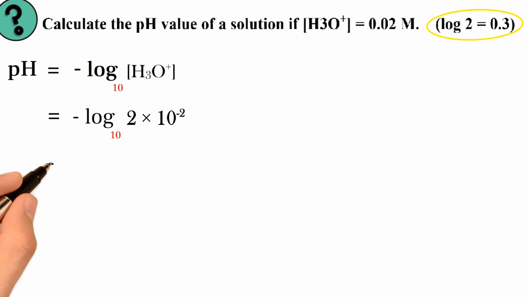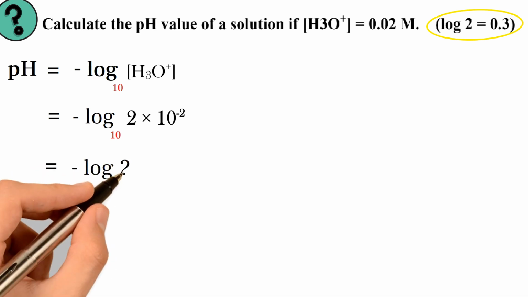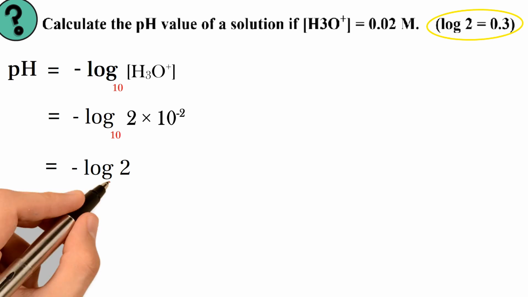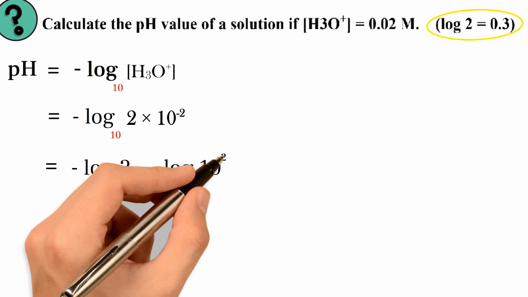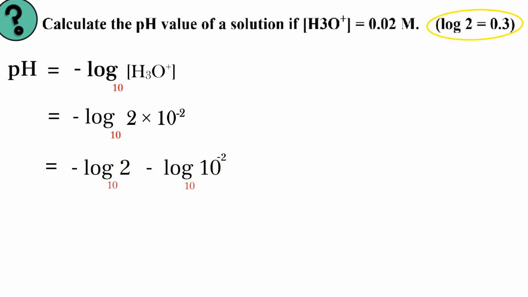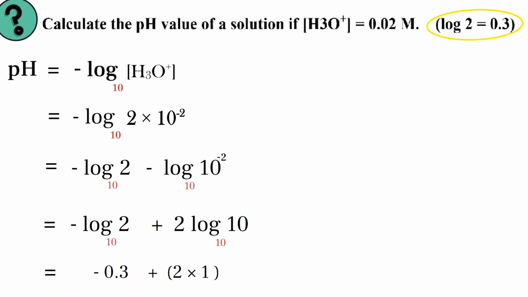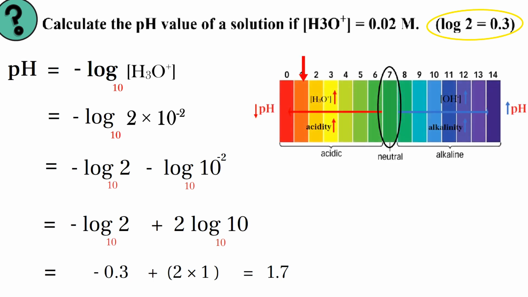Then, by distributing the negative logarithm, we get a negative logarithm of 2 minus the logarithm of 10 to the power of negative 2. By lowering the exponent with attention to the signs, then we substitute the values, so the pH value is 1.7. This also indicates that this solution is acidic.